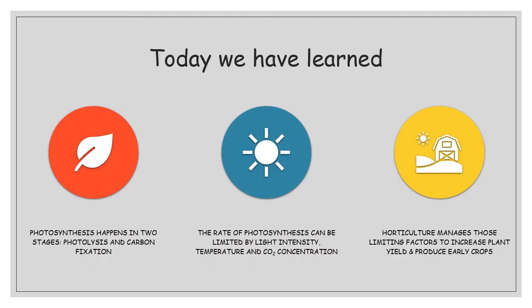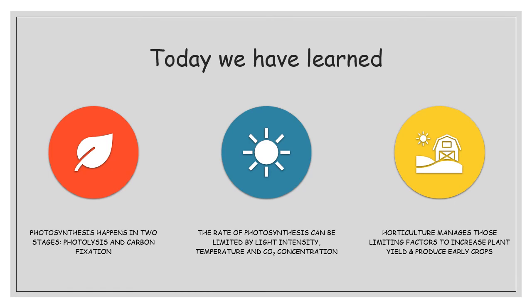And that's us today. So we have learned that photosynthesis happens in two stages: photolysis and carbon fixation. That happens within the chloroplasts, which are found most abundantly in the palisade mesophyll cells within a leaf, and that's something we learned in Key Area 2.5 back in Unit 2.